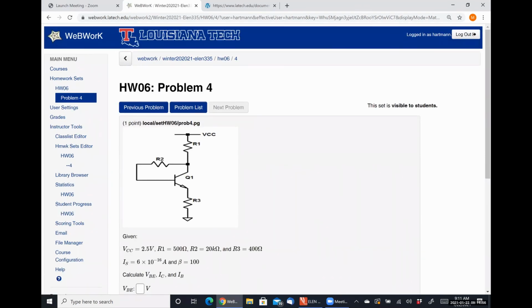Problem 4, we have a self-bias circuit that also has degeneration. So that's going to change our relationships up there slightly, but it shouldn't be particularly difficult because when you do your Kirchhoff's voltage law equations, now you're just going to have to add in R3 times IE into the mix on both sides. And I think that's it.